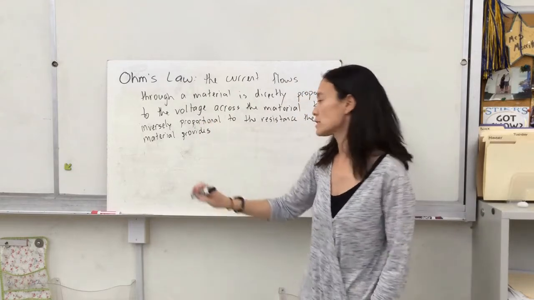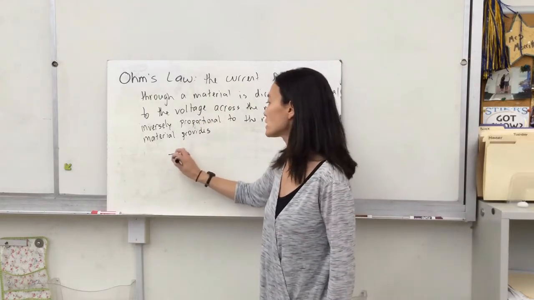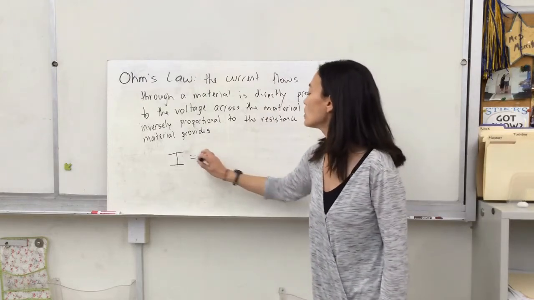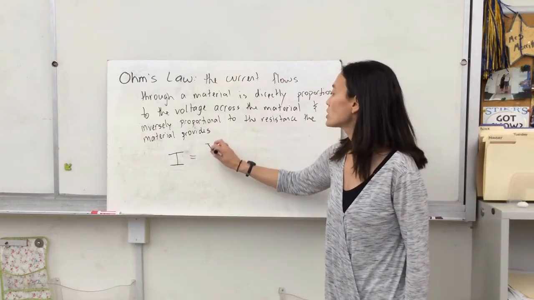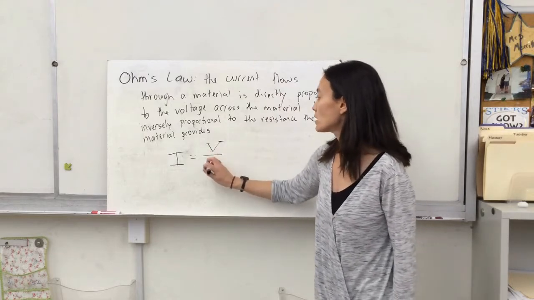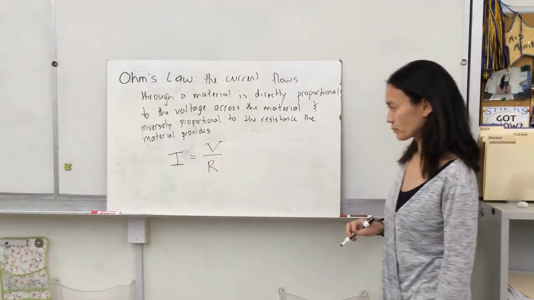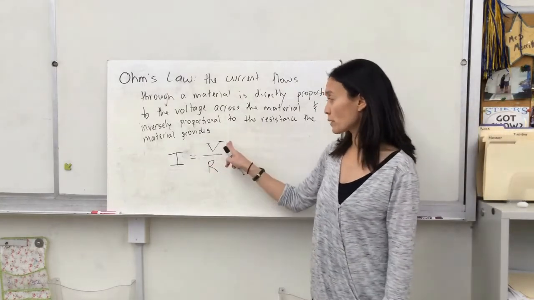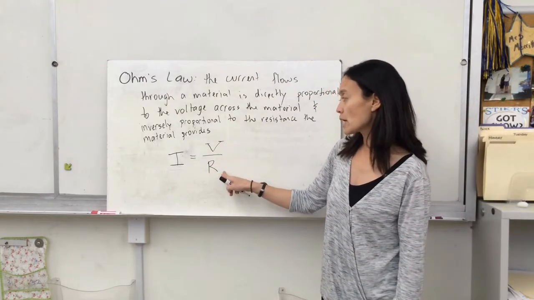So if we were to write this out as an equation, it's saying that the current, we already know that symbol is an I, is equal to the amount of voltage supplied to the material. That's directly, and then inversely would be divided by R. Okay? So this is the equation for Ohm's law. Current is directly dependent on voltage, inversely dependent on resistance.